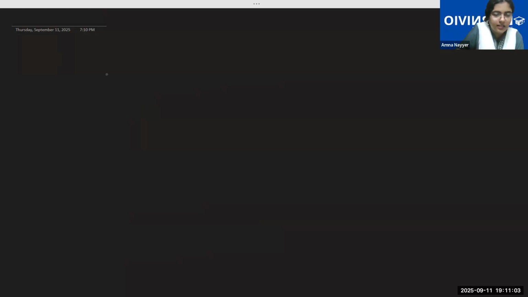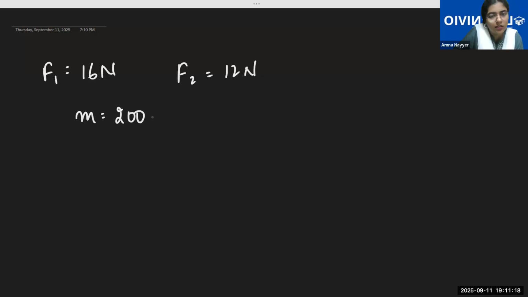Forces of 16N and 12N are acting on a mass of 200 kgs, in mutually perpendicular directions. Theta is 90 degrees. Find the magnitude of the acceleration produced.